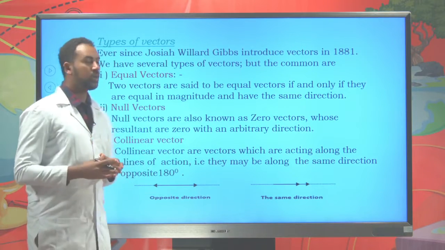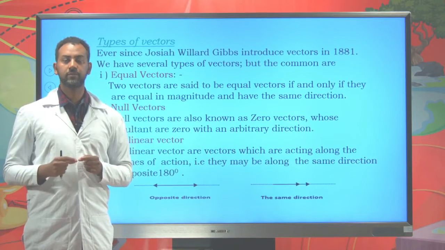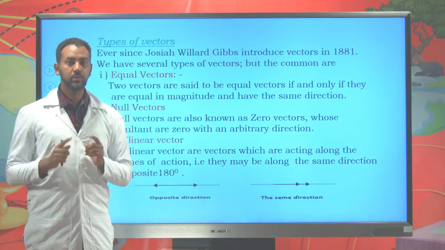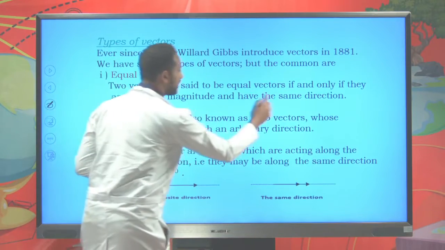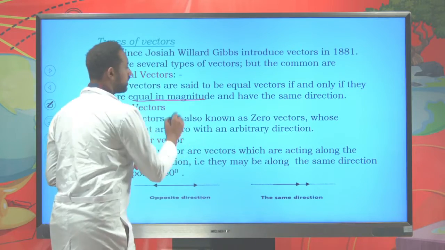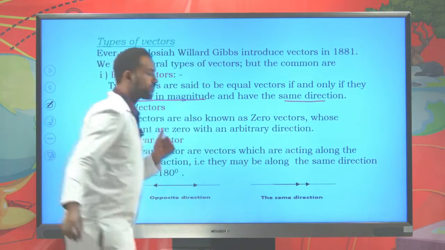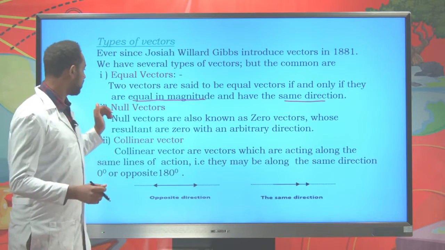What do we mean by equal vectors? Well, two vectors are said to be equal if and only if they have the same magnitude and the same direction. So two vectors are said to be equal if and only if they are equal in magnitude and have the same direction. This is how we represent that two vectors are equal.